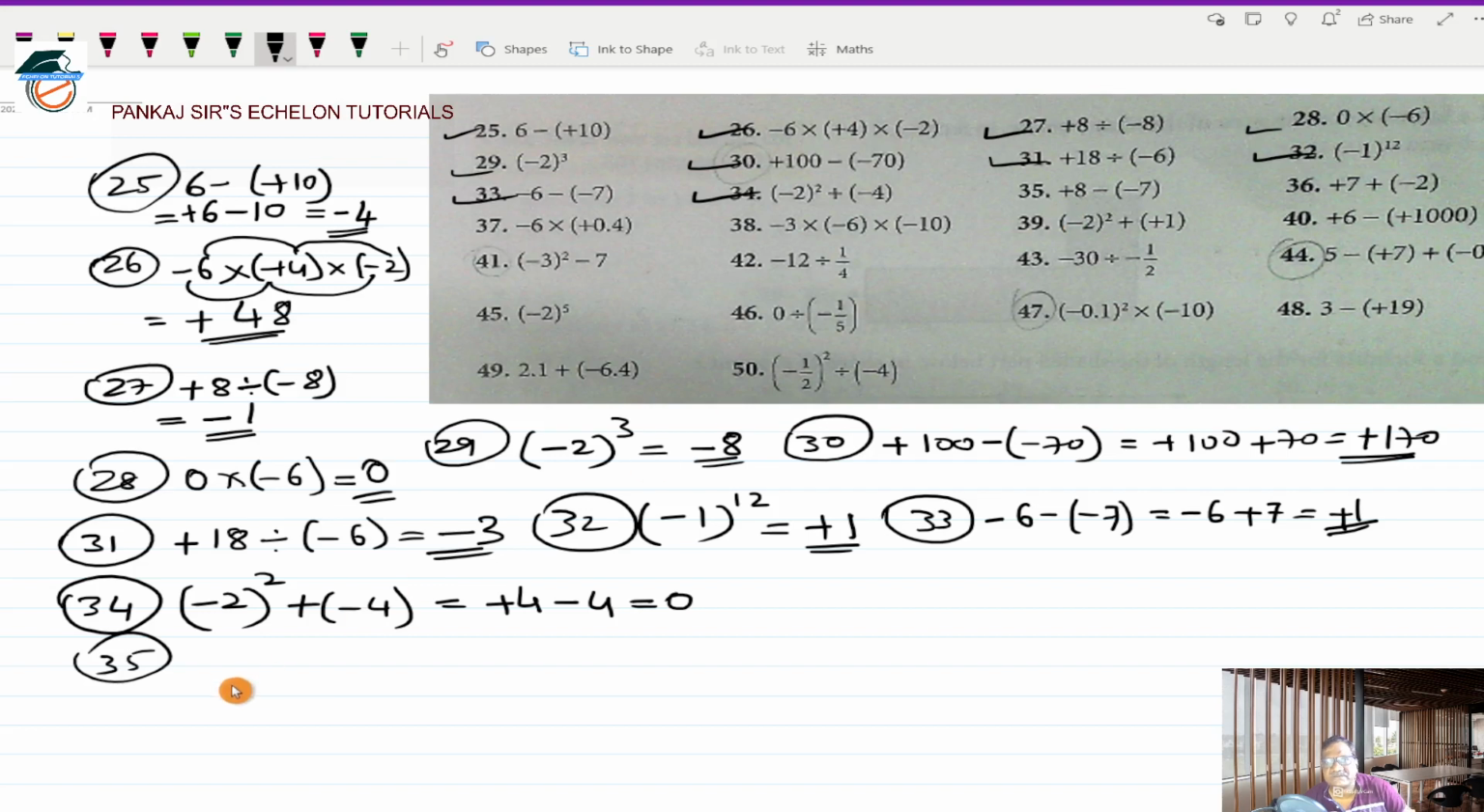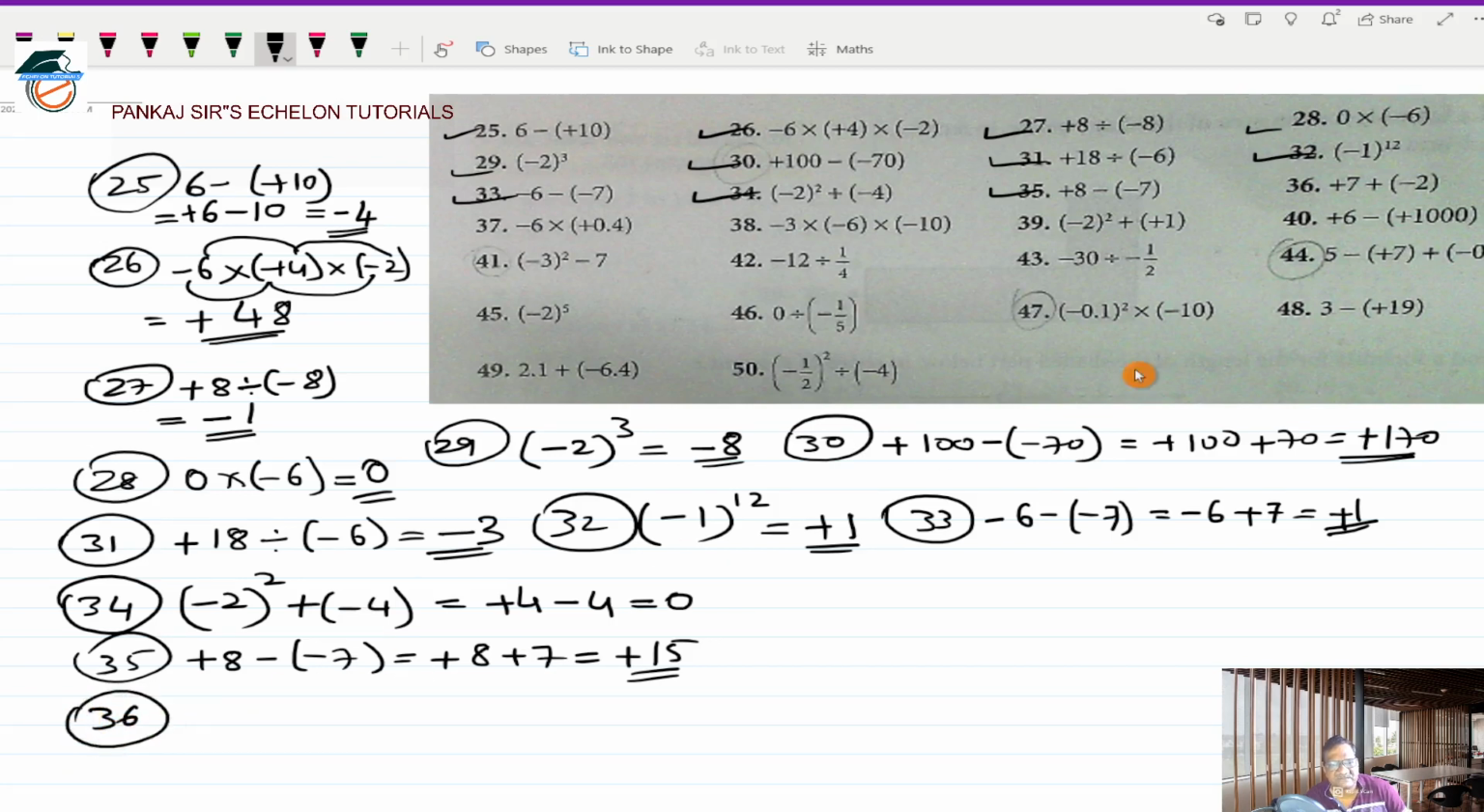So now I'll go down. 35th, it says plus 8 minus a minus 7. This will work out to plus 8. This minus into minus will be plus 7. Now these are two directed numbers with the same sign, so whatever same sign is there, I'll put over here. It's plus, so I'll put plus. Then I'll add these two numbers, so 8 and 7 will make it 15. So plus 15 should be the answer for 35th, which is absolutely correct.